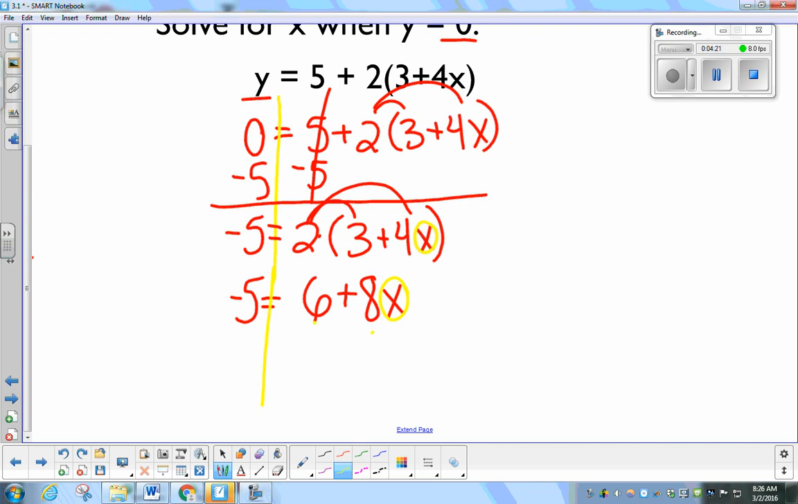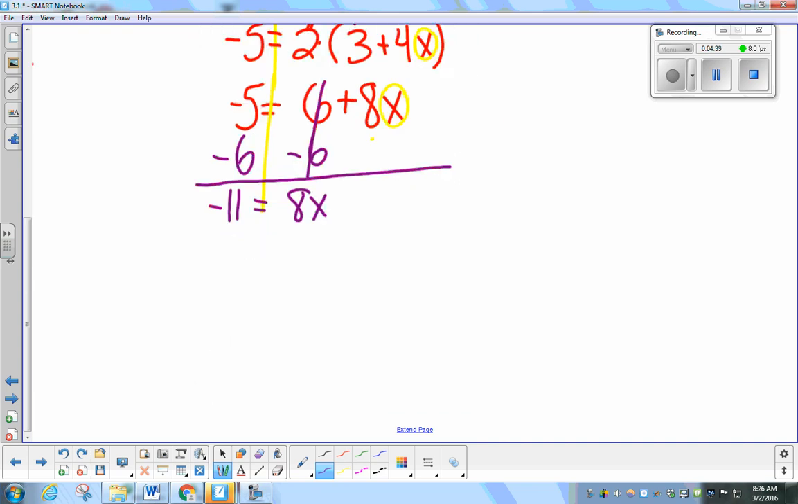We have to undo adding and subtracting first, right? So I'm going to subtract that 6 first. I have to undo that first. Draw my line, write what I'm left with on each side. So over here, I'm left with 8x. Over here, negative 5 minus 6 is negative 11.